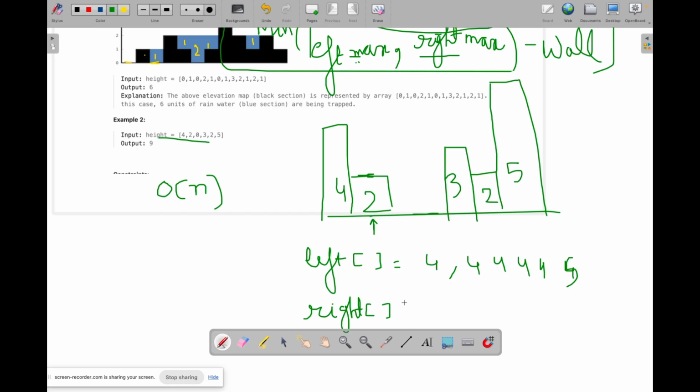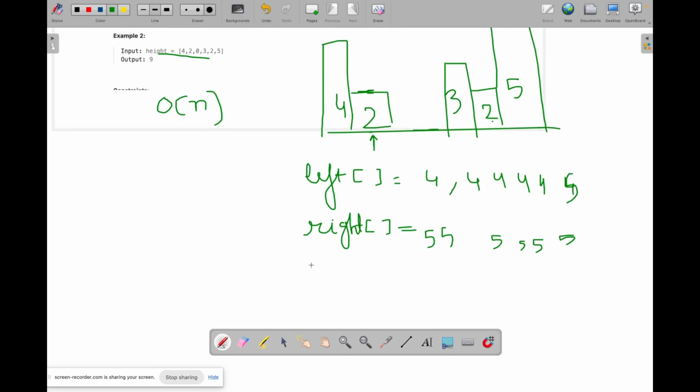Okay, now we will start from the right index. So the right most index is 5. Now what is the right max of this index, which is again 5, 5, 5, 5, and 5.